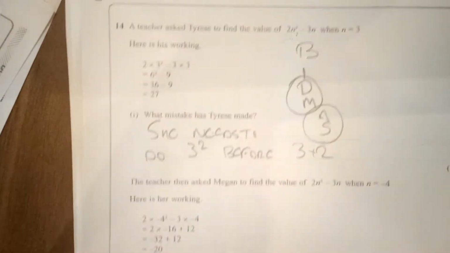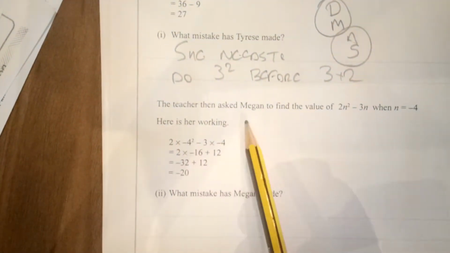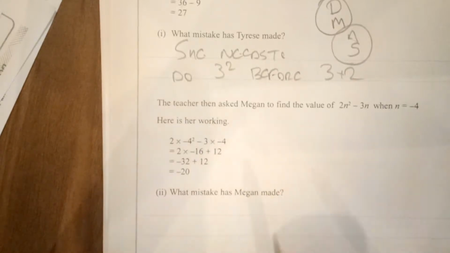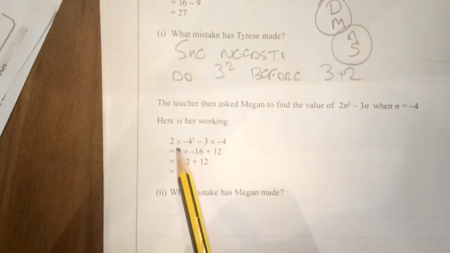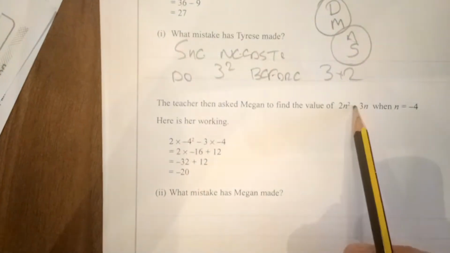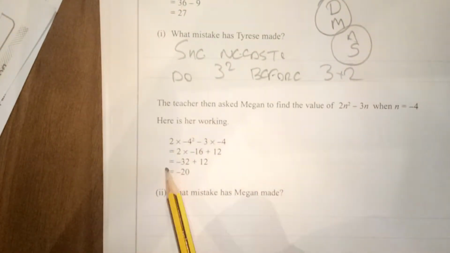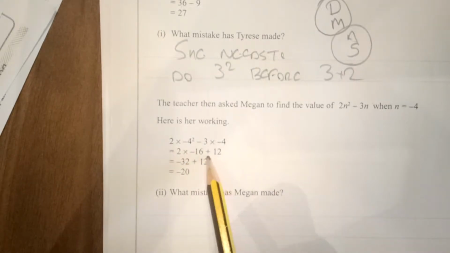3 times 2. Okay. The teacher then asks Megan to find the value of 2n squared minus 3n where n equals minus 4. It's all working. 2 times 4 squared, okay, minus 3 times 4. She did 2 times minus 16 plus 12.